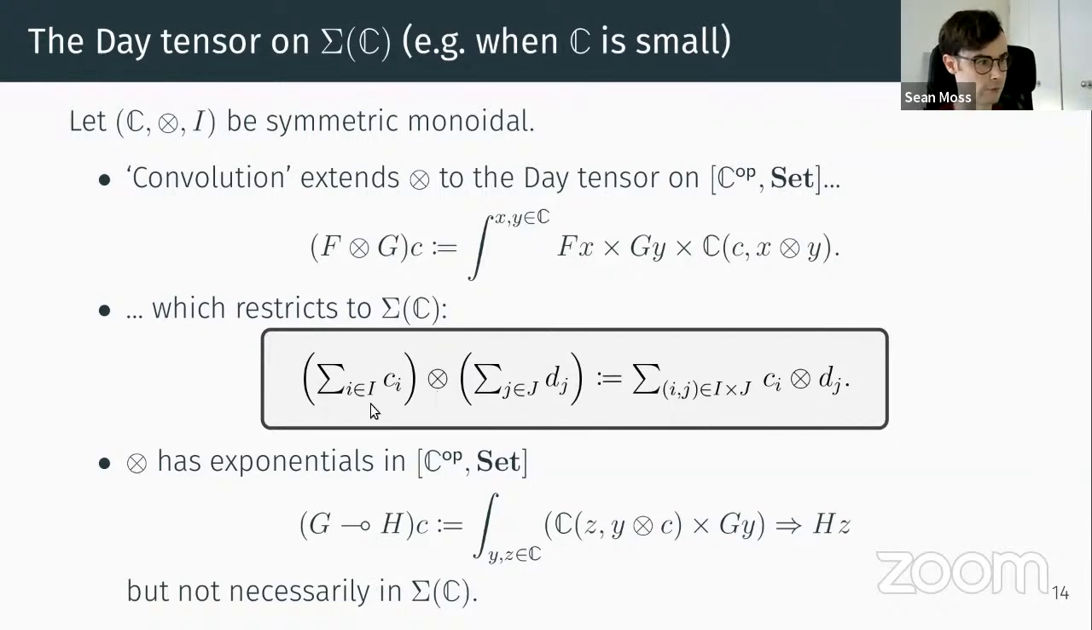So it turns out that the Day tensor of a coproduct with a coproduct is again a coproduct of representables. So we get a tensor on sigma of C. This doesn't actually depend on C being small. Even in the presheaf case, it doesn't depend on C being small as long as we mean small presheaf instead. But in the case where C is small, the Day tensor is necessarily closed, has an exponential in presheaves. But in that case, there's no need for it to necessarily have an exponential in sigma of C. But we'll explore some conditions under which it does.